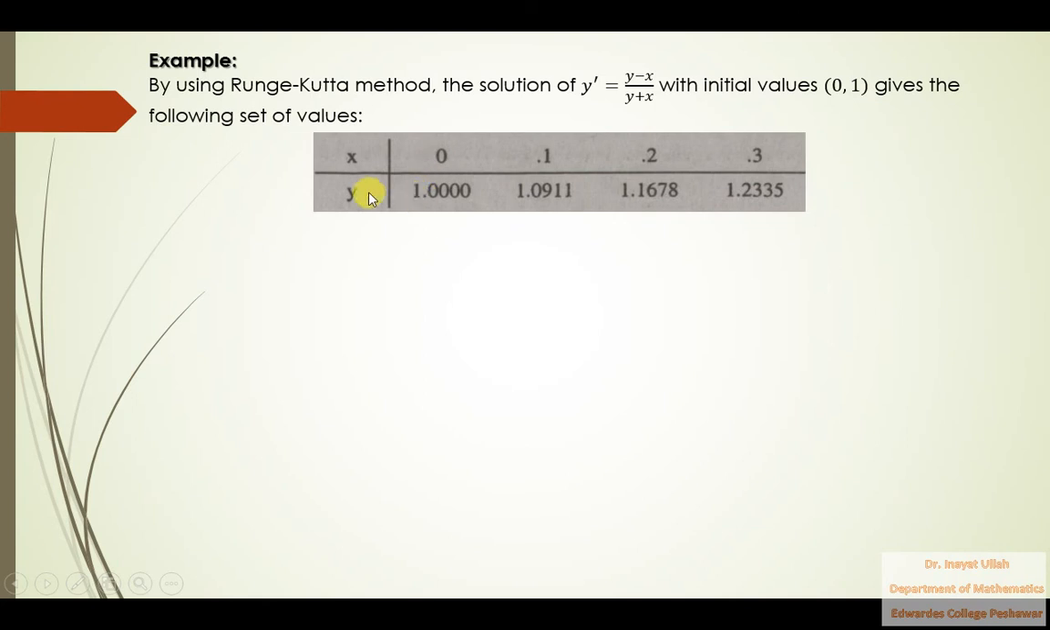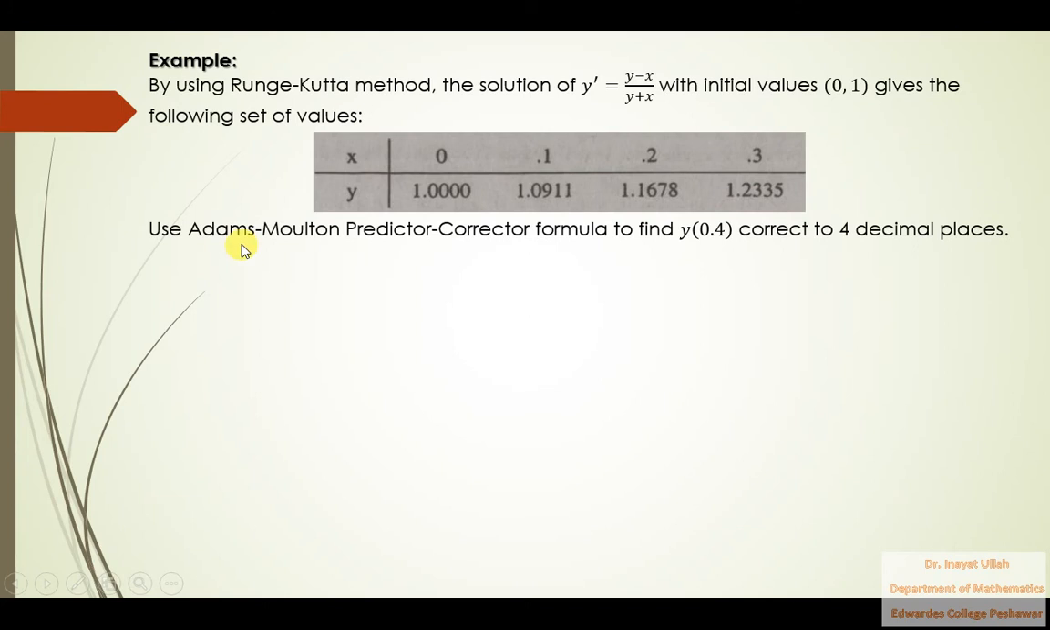This one is actually y of 0. This is y of 0.1. This is y of 0.2. This is y of 0.3. So we need to use the Adams-Moulton predictor-corrector formula to find y of 0.4, correct to 4 decimal places. So let us solve this question.